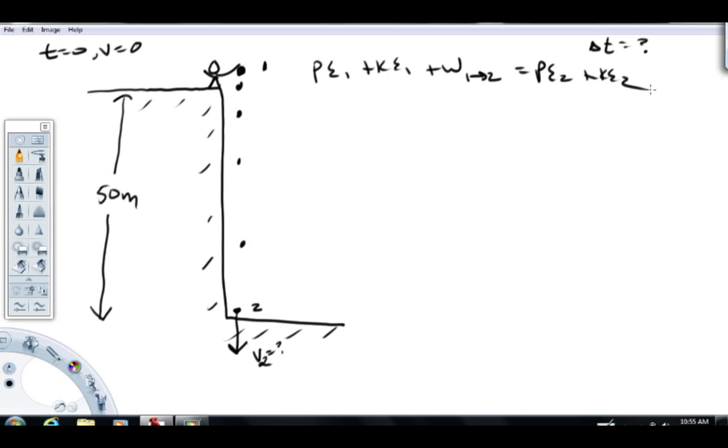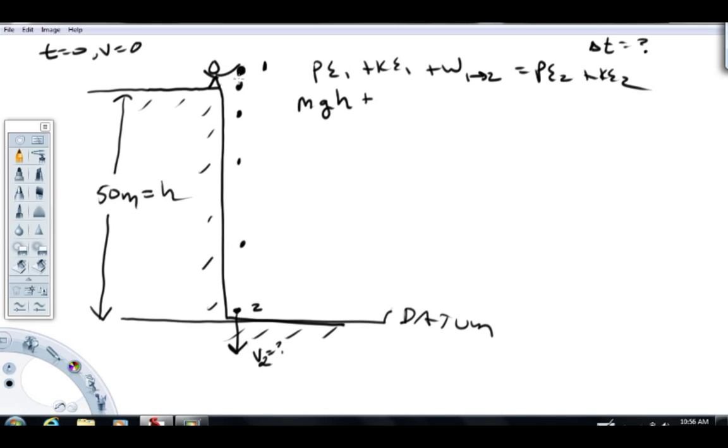Now, since we're dealing with potential energies, we need to define a datum. The lowest point in the diagram is usually a good place to do that, so I'm going to put a horizontal line here and label that. There's my datum. This is where we're going to measure potential energy from. With the datum at this position, PE1 is going to equal mgh, where the h is this 50 meters here.